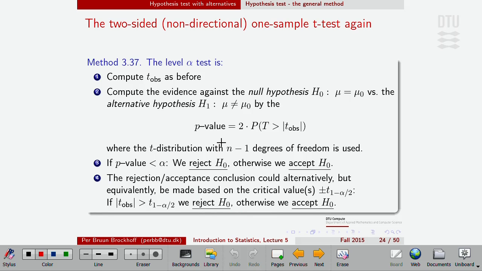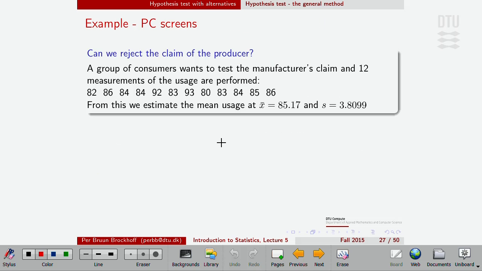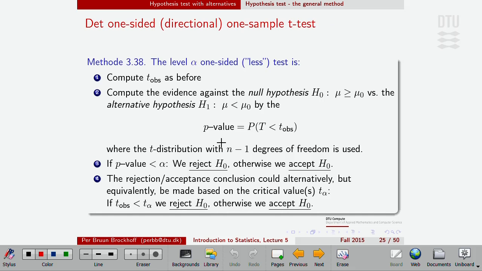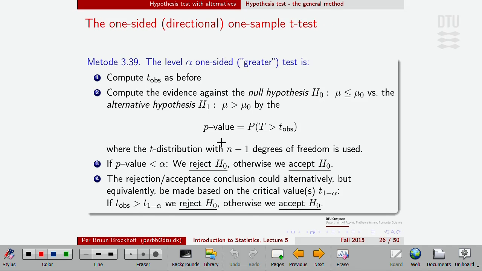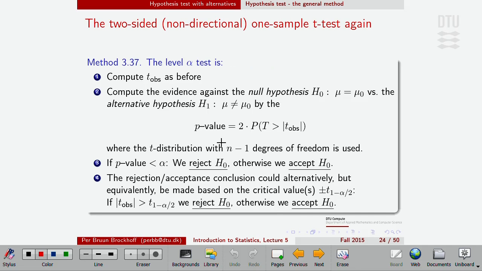Here are the method boxes. They come as three almost identical method boxes, right? The two-sided alternative version, that's the one I started with. The one-sided less and the one-sided greater. So it's almost the same thing, but it depends on this alternative, whether when we find the p-value it should be computed using both tails or just one tail: right tail for me and left tail for you, opposite for you.